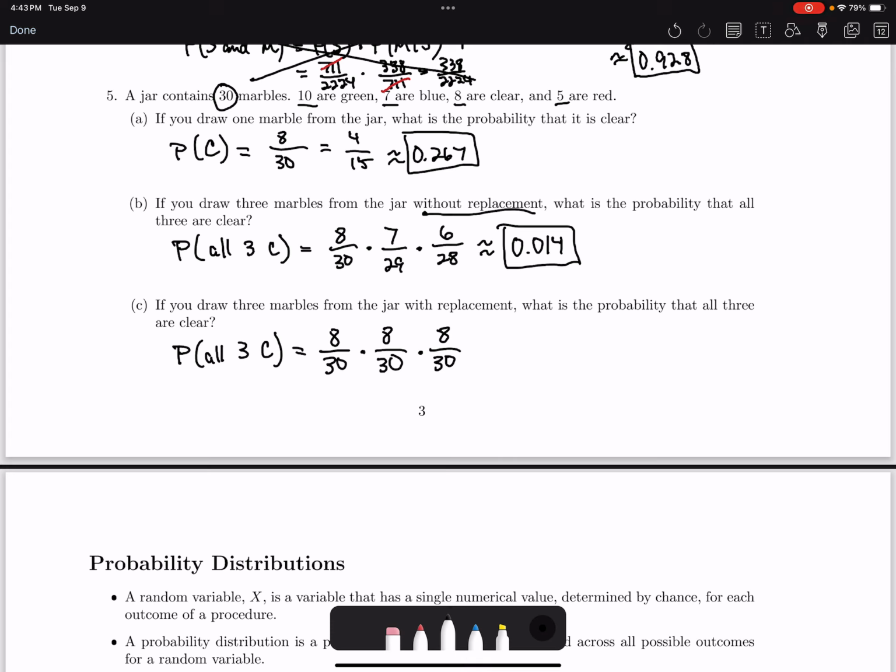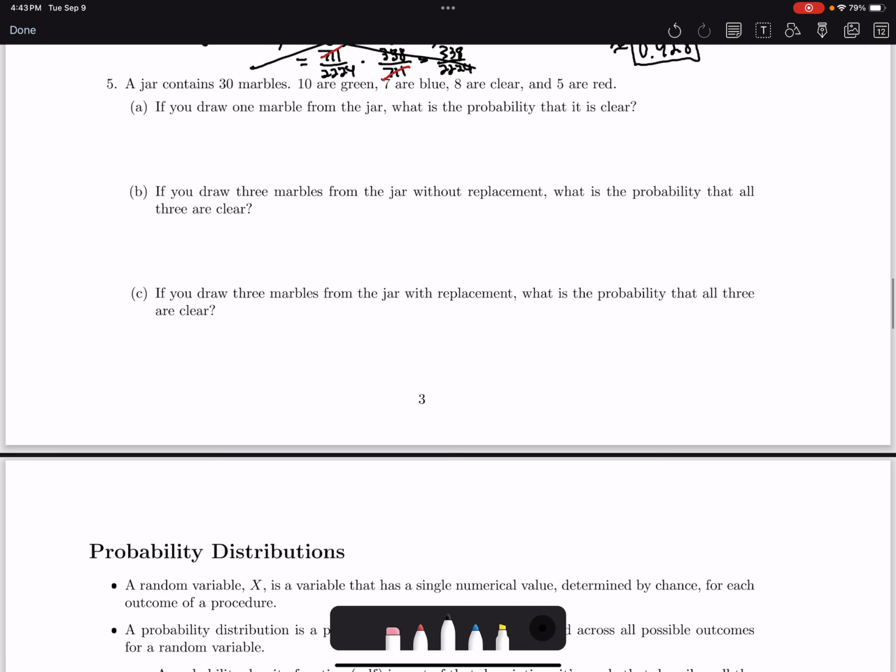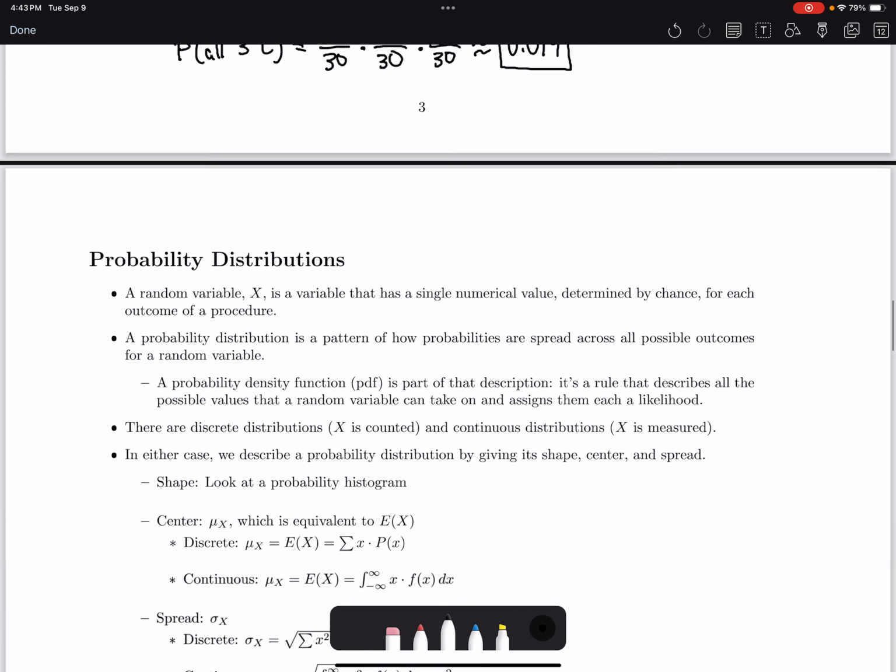So that's 8 out of 30. If you want to be fancy, you can just call it 8 out of 30 cubed, and that would work just fine. Either way, you should get 0.019 approximately. Okay, so that pretty much covers the basics, kind of the basic notion of probability. The next major topic was probability distributions. So let's review that, okay?